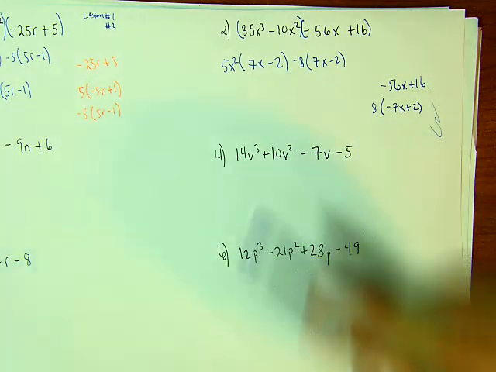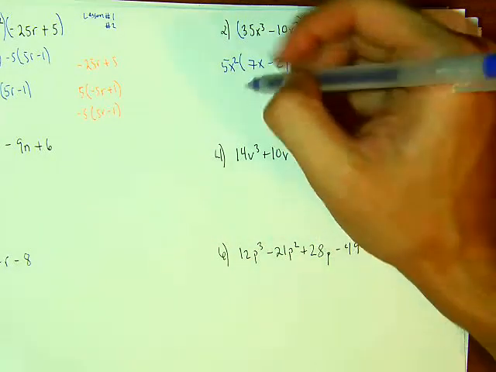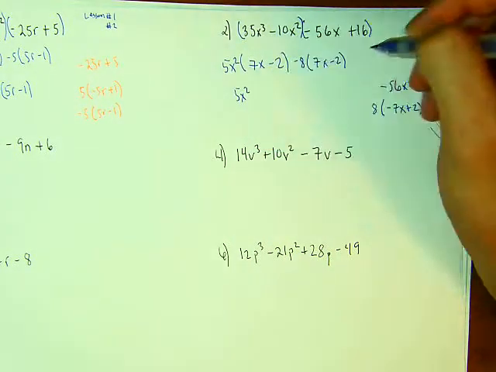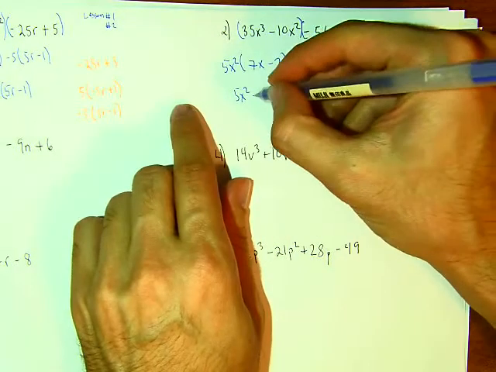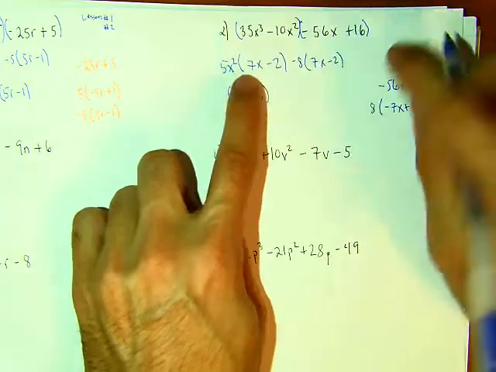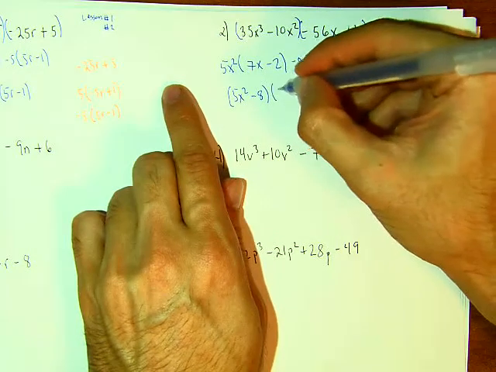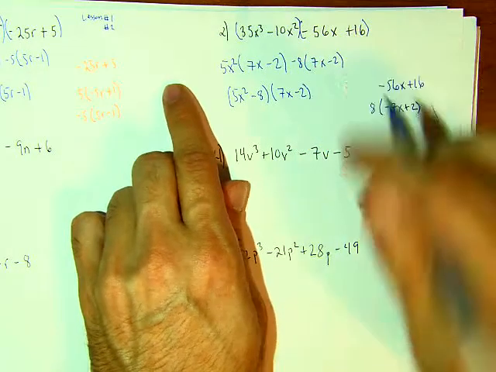Okay? So now these two are the same. We could group them. 5x squared and that minus 8 come down together. And 7x minus 2, 7x minus 2 is common. Okay.